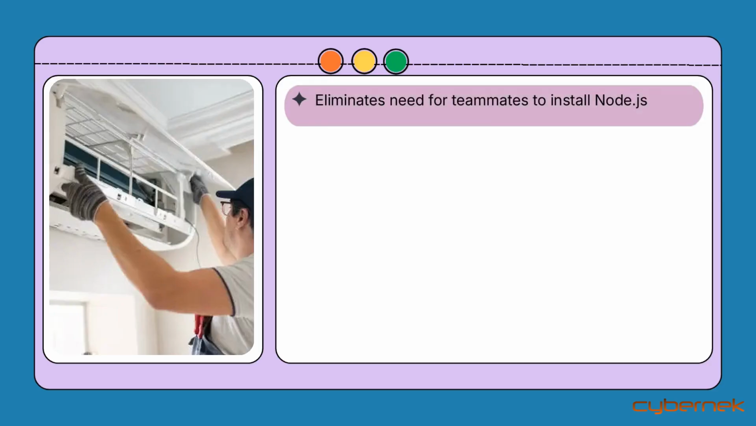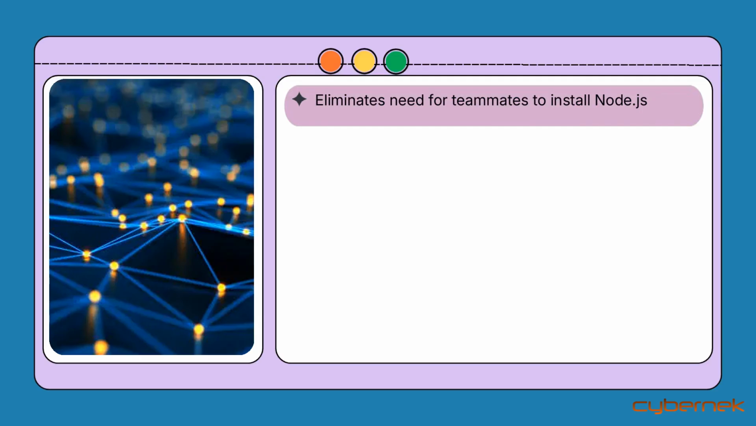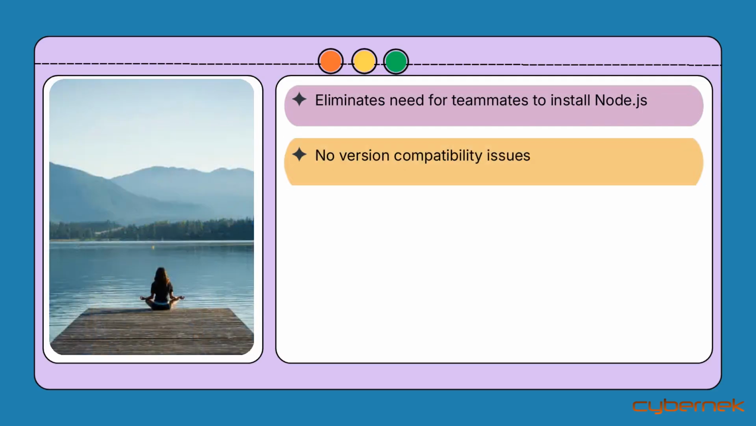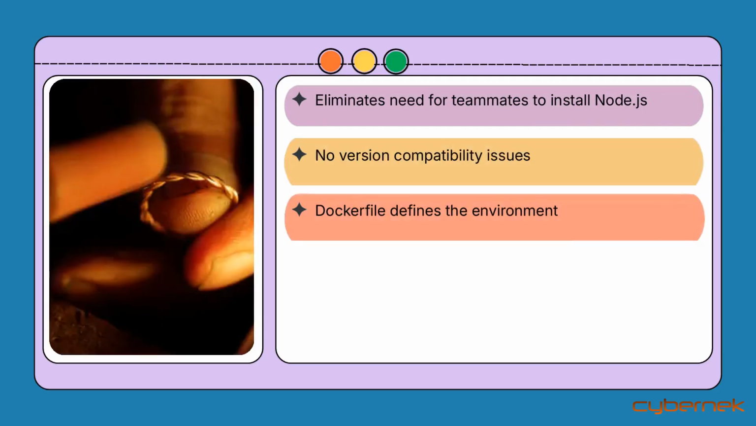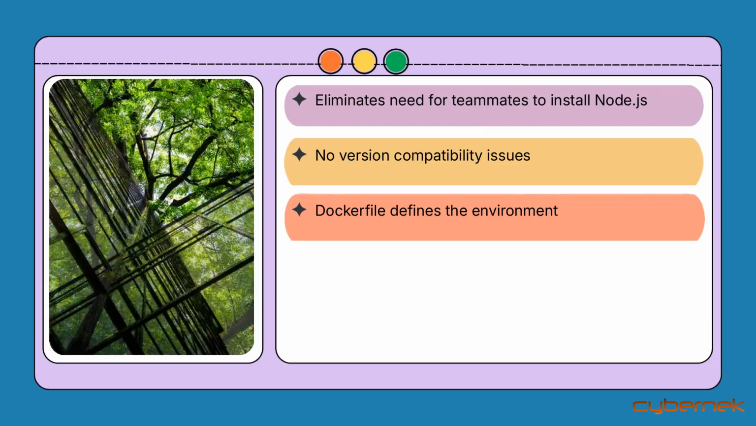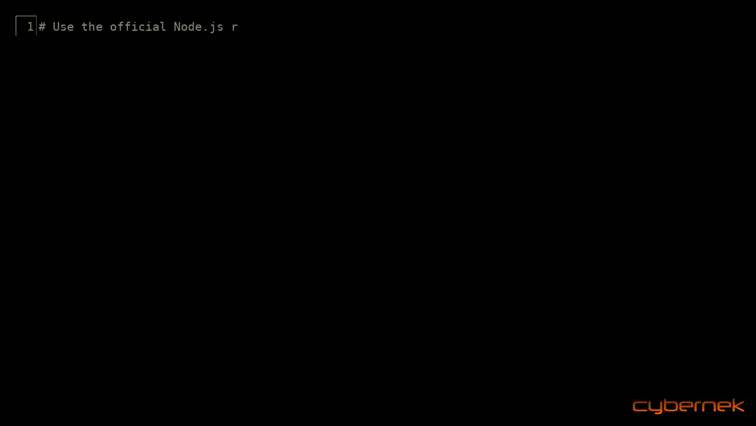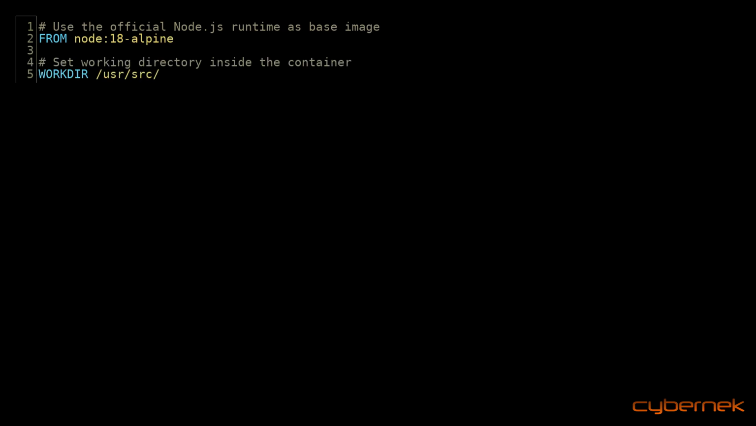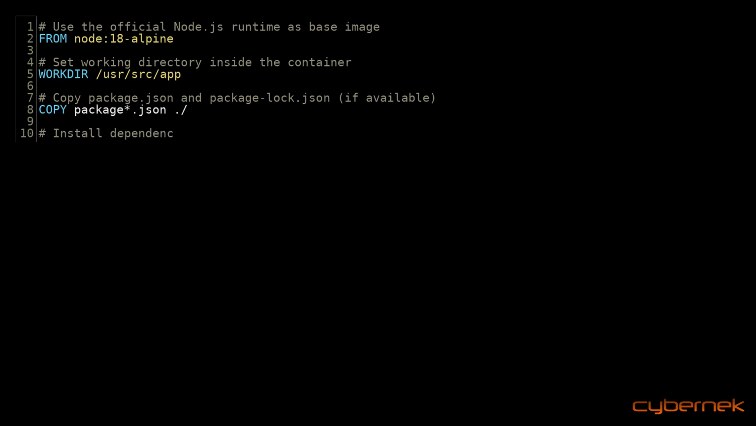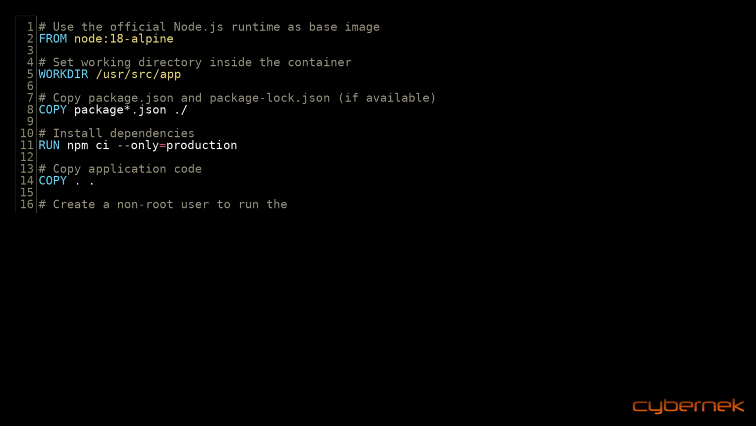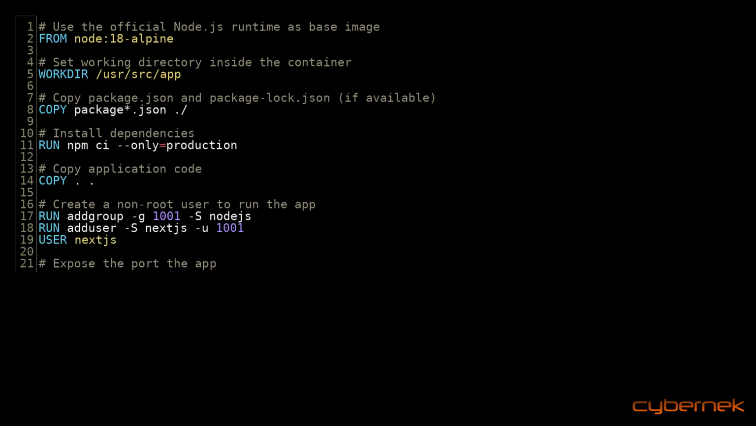Now here's where the magic happens. Instead of asking your teammates to install Node.js, npm, and figure out which version you're using, we'll create a Dockerfile. Dockerfile that sets up Node.js 18 Alpine environment, creates working directory, copies package files, installs production dependencies, copies app code, creates non-root user for security, exposes port 3000, and defines startup command. Follows security best practices by running as non-root user.